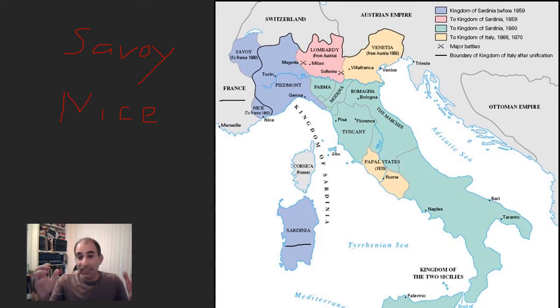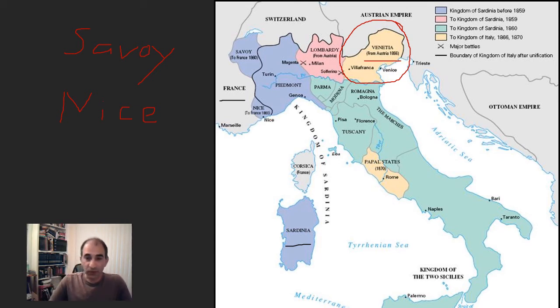And then once they all join forces, they have enough power combined to take on Austria again around 1866 and take over Venetia, right? So there's a lot of moving parts to this. Let me just go through this again because I think I may have gone through it a little quickly, so I want to make sure you're clear.